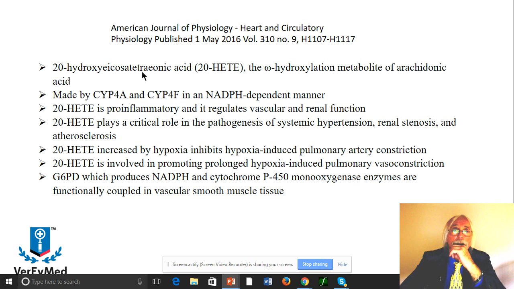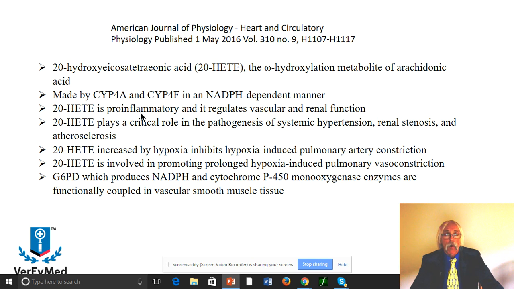All right, this is from a paper published about a year ago. This is the end of April 2017, so about a year ago. This is in the AJP, American Journal of Physiology, particularly the Heart and Circulatory Physiology Journal. And what does it say? Okay, 20-hydroxyeicosatetraenoic acid. Remember I told you before, 20-HETE, right? Is the omega hydroxylation metabolite of arachidonic acid. We saw that already. It's made by CYP4A and CYP4F, and NADPH is required.